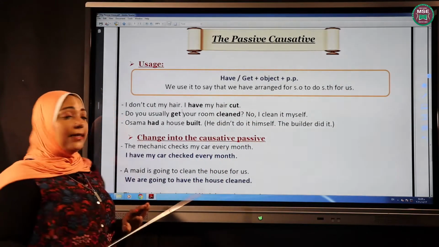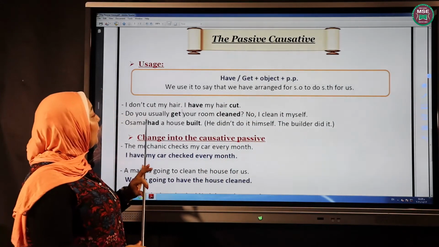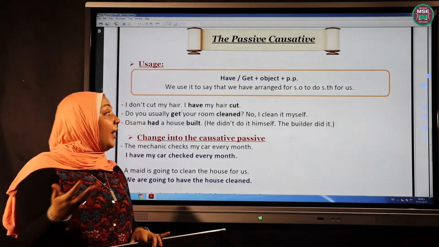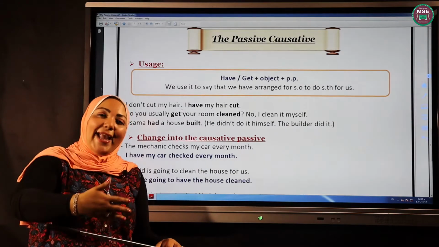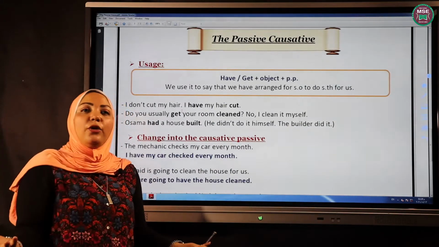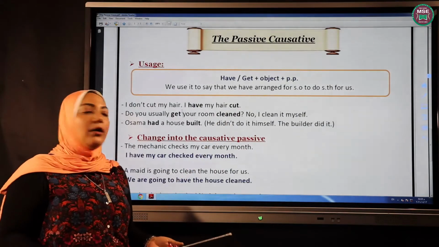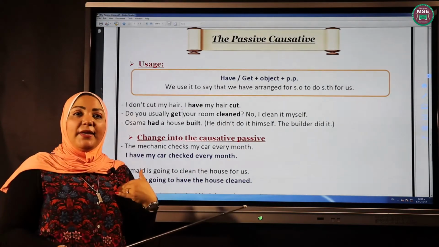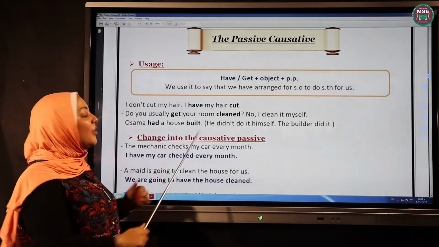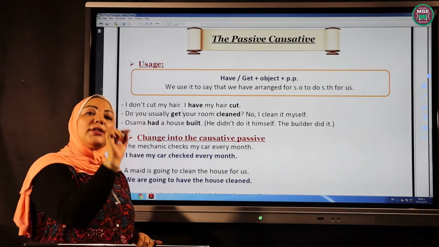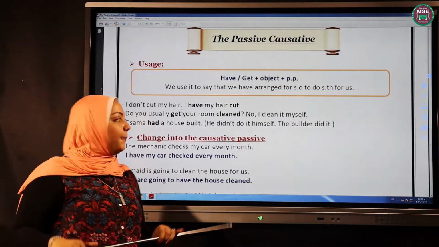Look at the second example. Do you usually get your room cleaned? If I want to ask whether you depend on someone else that you bring to clean the room for you, I can simply say, do you get your room cleaned? So you tell me, no, I clean it myself. So the previous question means that you do not tidy your room yourself.